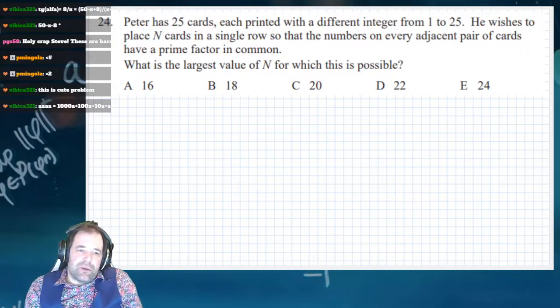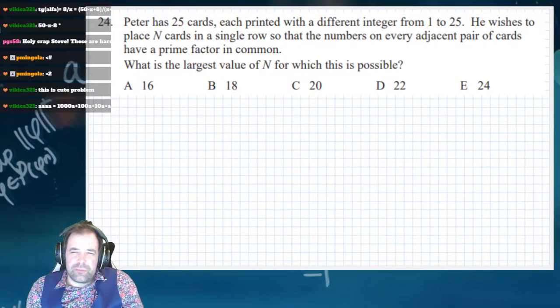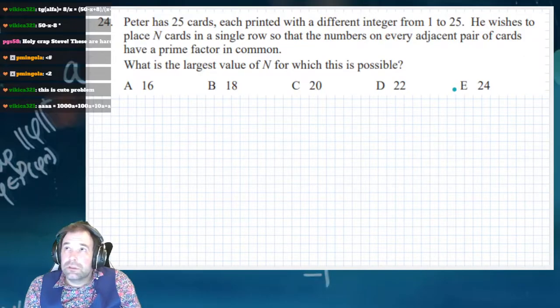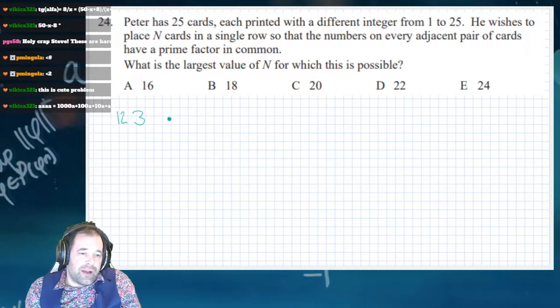Right, Peter has 25 cards, each printed with a different integer from 1 to 25. He wishes to place n cards in a single row so that numbers on every adjacent pair of cards have a prime factor in common. What is the largest value of n for which this is possible? Well, you can't do 24, surely, because prime numbers are going to get you in. Prime numbers are going to have no common factor. Oh, that's not true. Because you could have 3 next to both 12 and 15, and 3's prime.